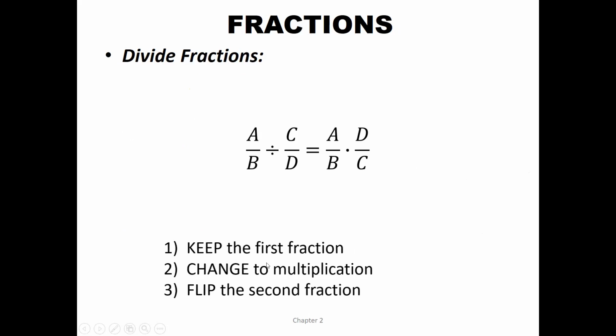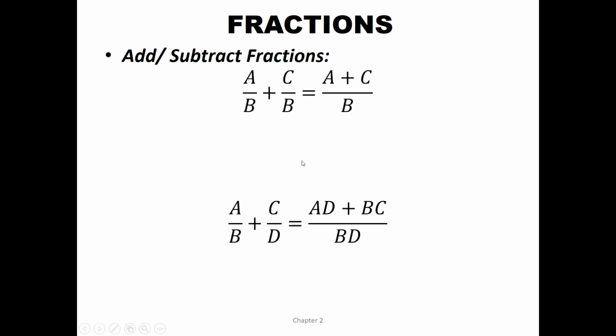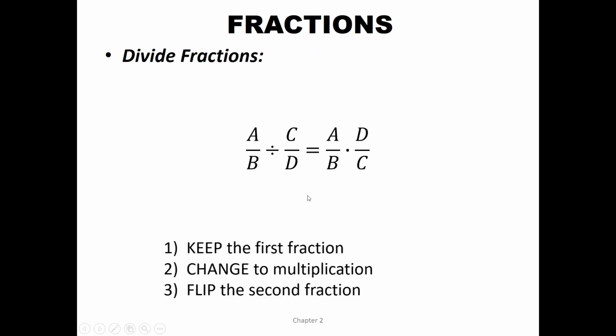So we have to change the multiplication by flipping the second fraction. In other words, we do the inverse of the second fraction. D over C as opposed to C over D. So now we have a multiplication and the answer becomes AD over BC.